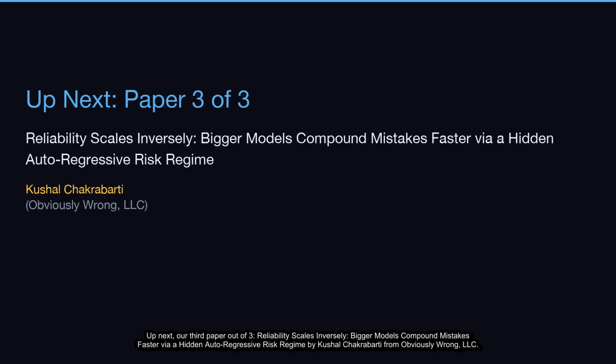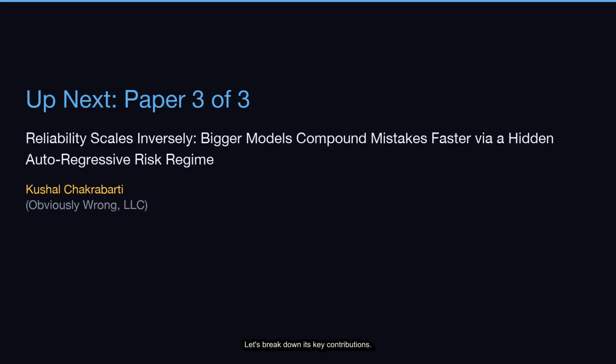Up next, our third paper out of 3, Reliability Scales Inversely. Bigger models compound mistakes faster via a hidden auto-regressive risk regime, by Kushal Chakraborty from Obviously Wrong, LLC. This paper introduces a novel theoretical framework and empirical evidence to explain why larger language models can exhibit reduced reliability despite increased capabilities, identifying a hidden auto-regressive risk regime that compounds mistakes. Let's break down its key contributions.